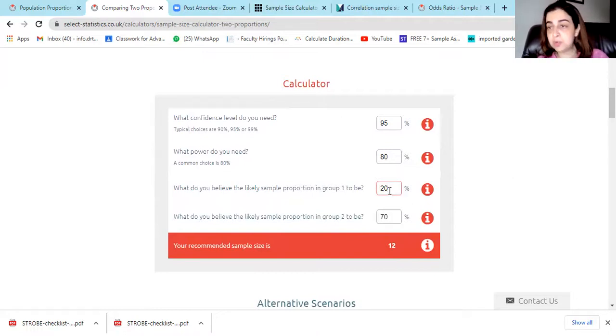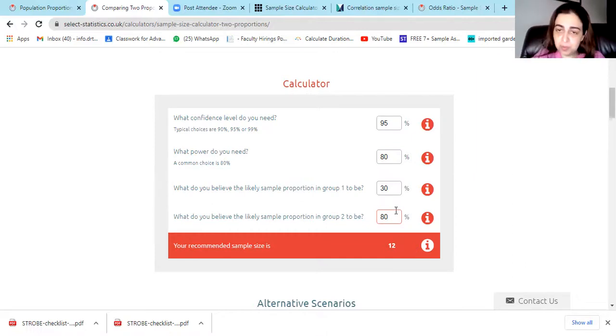And this is where we put the proportions from that paper. Suppose that paper said that in group 1, insulin sensitive, they had 30% people who were obese, and in insulin resistant, they had 80% people who were obese. Now, this shows that you require 12 people per group to get a good sample size and to justify your results of your study.